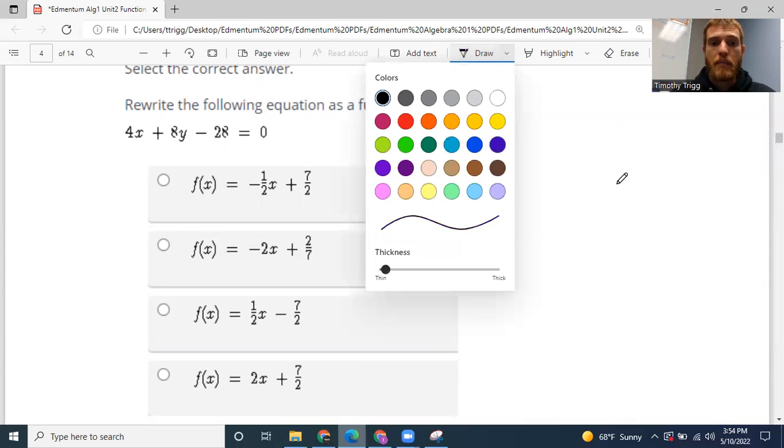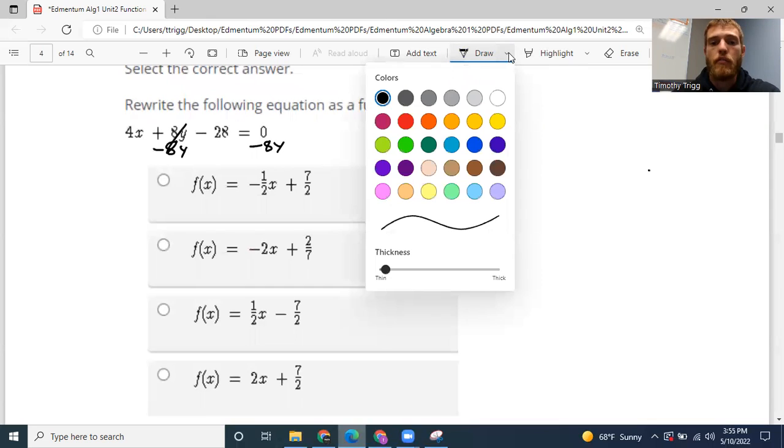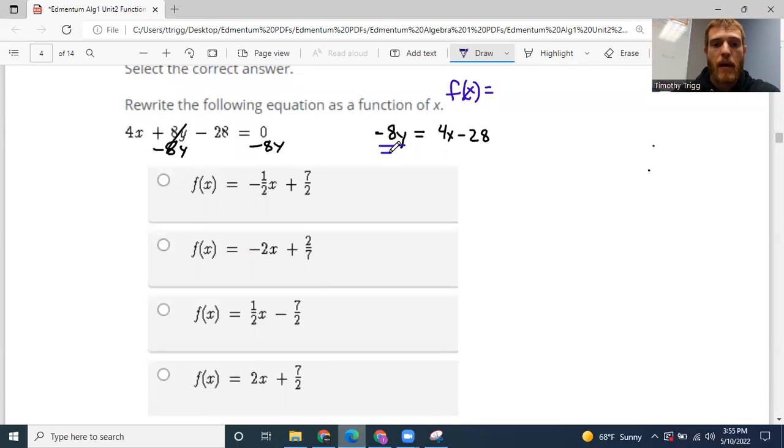Now, the first thing I'm going to do to help me solve for y is I'm going to subtract 8y on the other side of the equation, because whatever we do to one side of the equation, you have to do on the other side of the equation. So I've got negative 8y equals, and I'm going to flip this around a bit. So I'm going to put this 4x minus 28 on the right side, just like that. Lastly, I'm going to solve for y by dividing both sides by negative 8. Divide by negative 8, divide by negative 8.